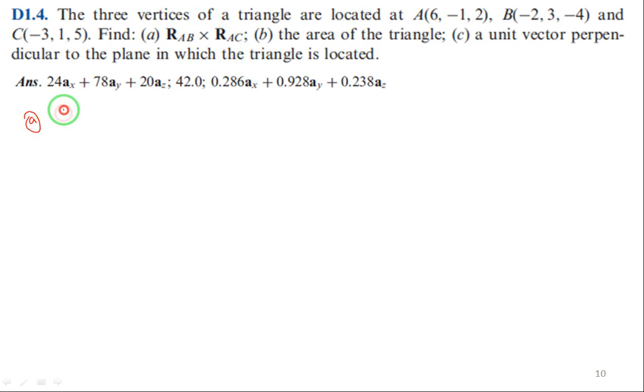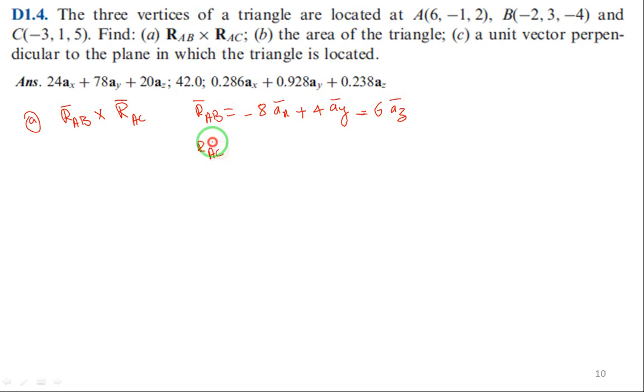First part A, they have asked RAB cross RAC. So first find RAB. Point A I know, point B I know. Subtract the corresponding x coordinate, y coordinate and z coordinate. A to B means subtract A from B. Minus 2 minus 6 is minus 8 ax. 3 minus of minus 1, 3 plus 1 is 4 ay. 4 minus 4 minus 2 is minus 6 az. So this is RAB.